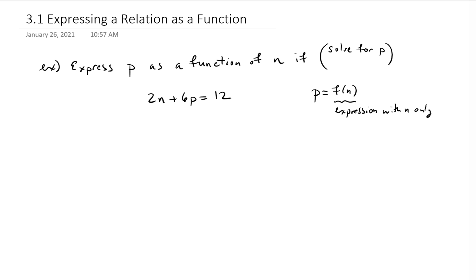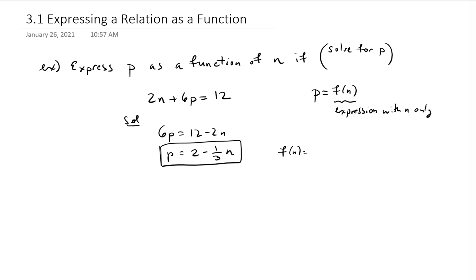So let's see. Solving for p means, well, I'm going to send the 2n on the other side, and I divide by 6. And bingo, yes, I can actually write down p in terms of n only. So f of n here, the function, would be 2 minus 1/3 of n, or we could actually call that function p of n. p of n is 2 minus 1/3 of n.